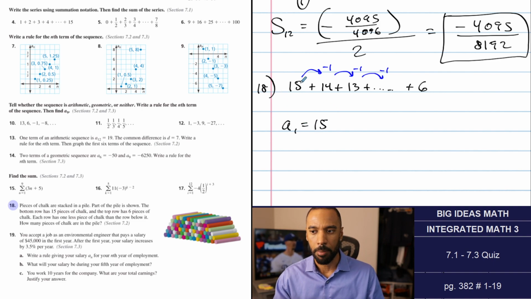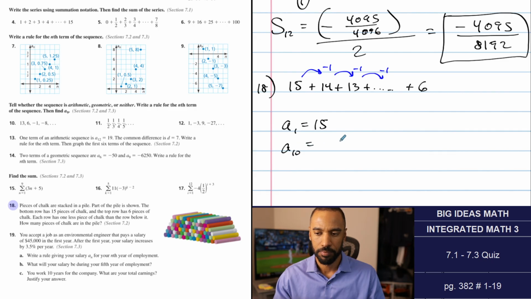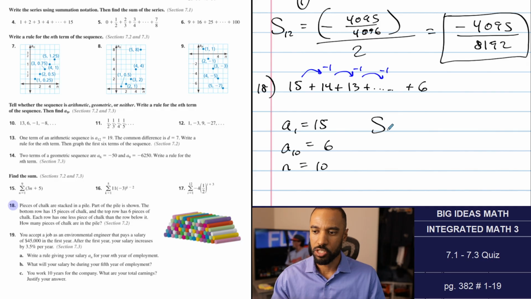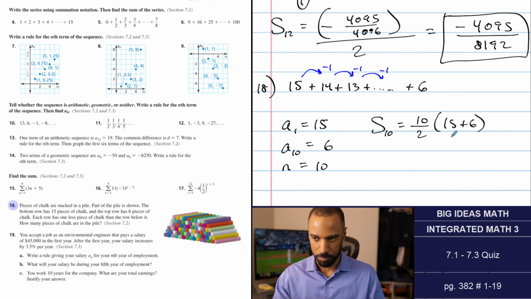So I guess we don't need the common difference. We just need to know it's arithmetic. We need the first term, the last term, and the number of terms, 10. So in our arithmetic series rule, for the sum of the first 10 terms, you pair them off and multiply by the sum of the first and last terms there.